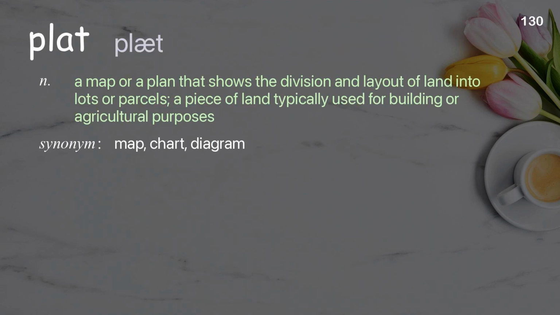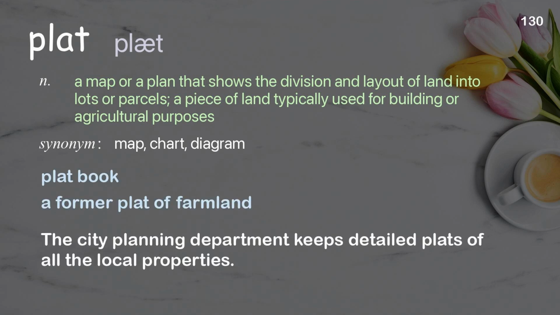Plat. A map or a plan that shows the division and layout of land into lots or parcels, a piece of land typically used for building or agricultural purposes. Examples: Plat book. A former plat of farmland. The city planning department keeps detailed plats of all the local properties.